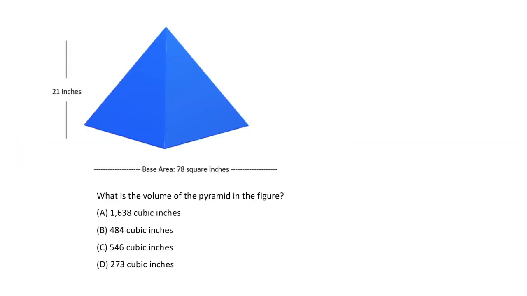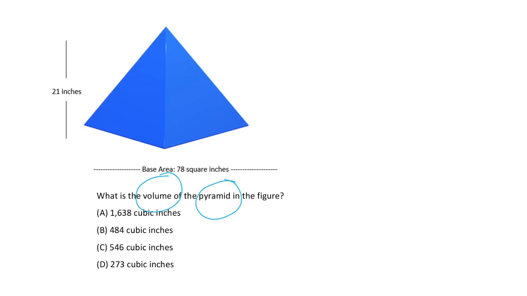For problem number 3, we noticed an illustration with the labels of 21 inches high for a pyramid, along with a base area of 78 square inches. The question is, what is the volume of the pyramid in the figure? We notice that the keywords in the question are volume and pyramid. So that should automatically tell us that we are trying to determine the amount of space that this particular object takes up.